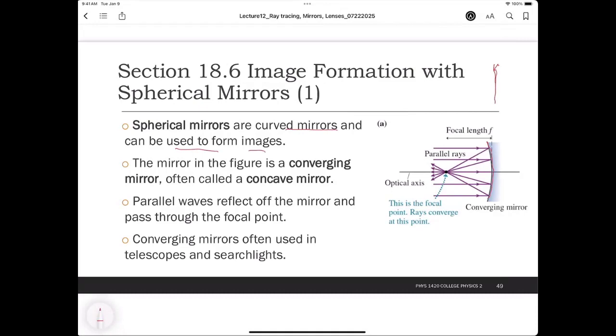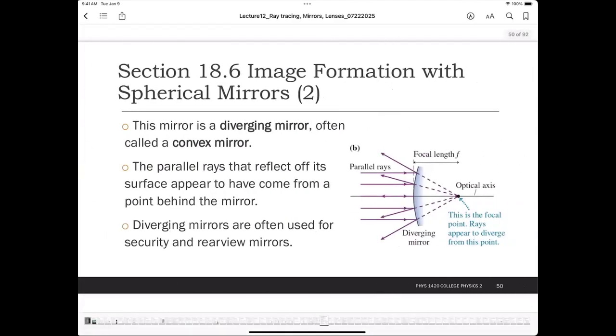Curved mirrors can be used to form images. The mirror in the figure is a convergent mirror. You can see the parallel rays can be converged to this point, the focal point. It is often called a concave mirror. Parallel waves reflect off the mirror and pass through the focal point. Convergent mirrors are often used in telescopes and searchlights. They can converge light into one point and make that point very bright. Does that make sense to you? Okay.